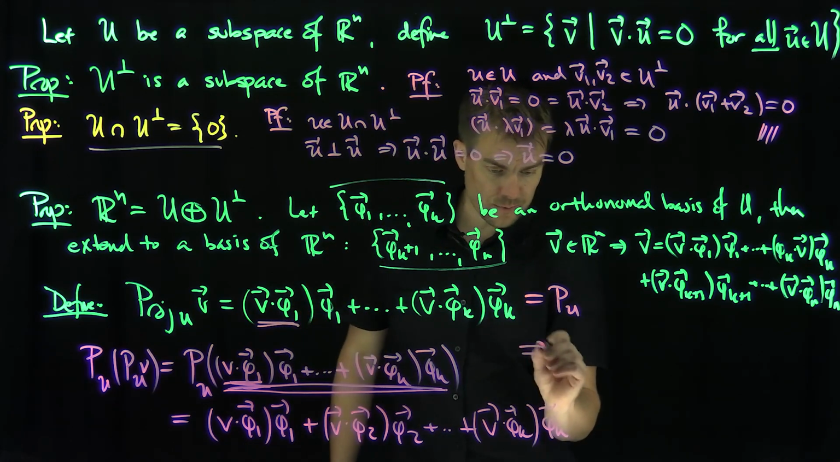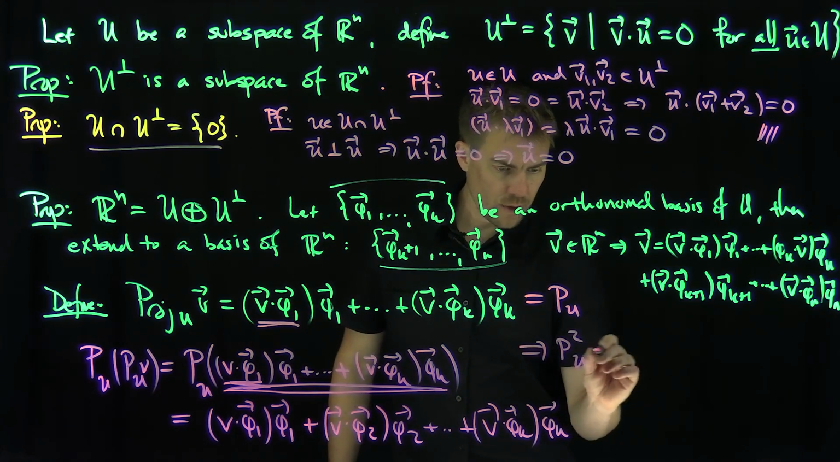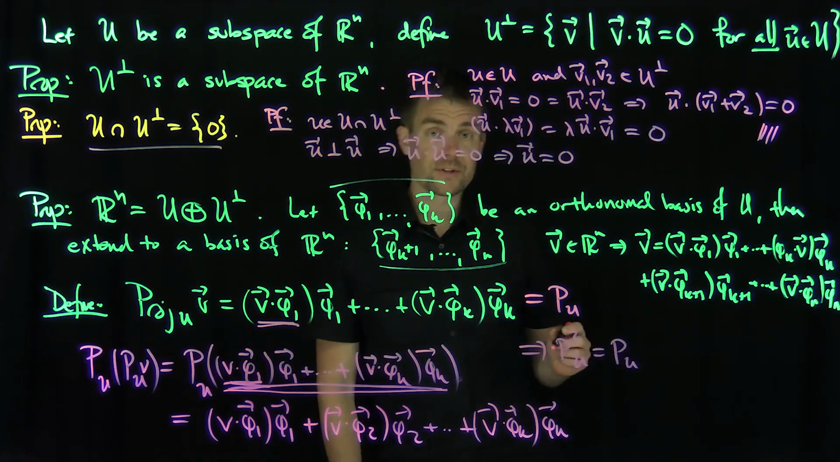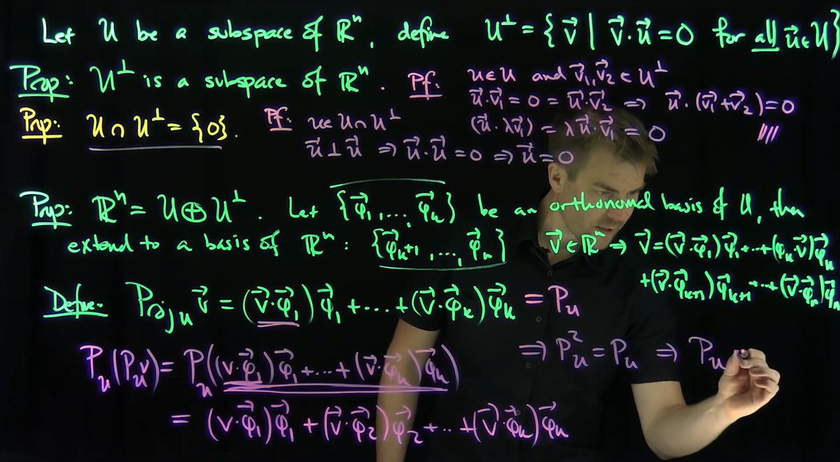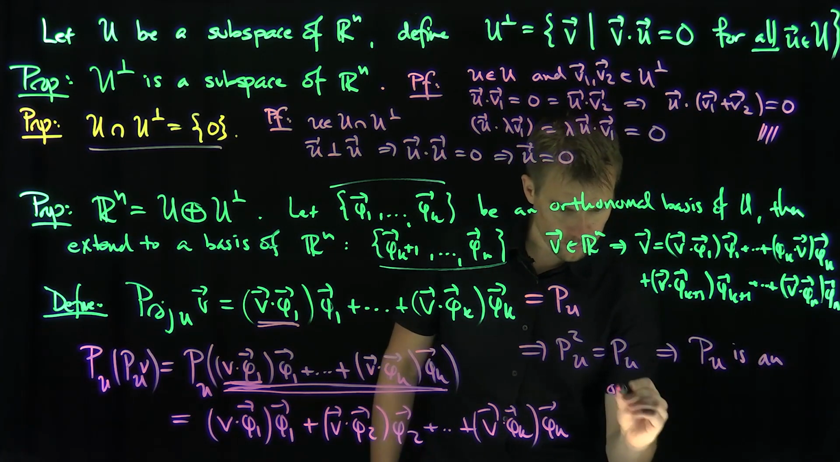So this tells me that P_U squared is equal to P_U. And this is exactly a projection operator. So in other words, this P_U is a projection. P_U is an orthogonal projection.